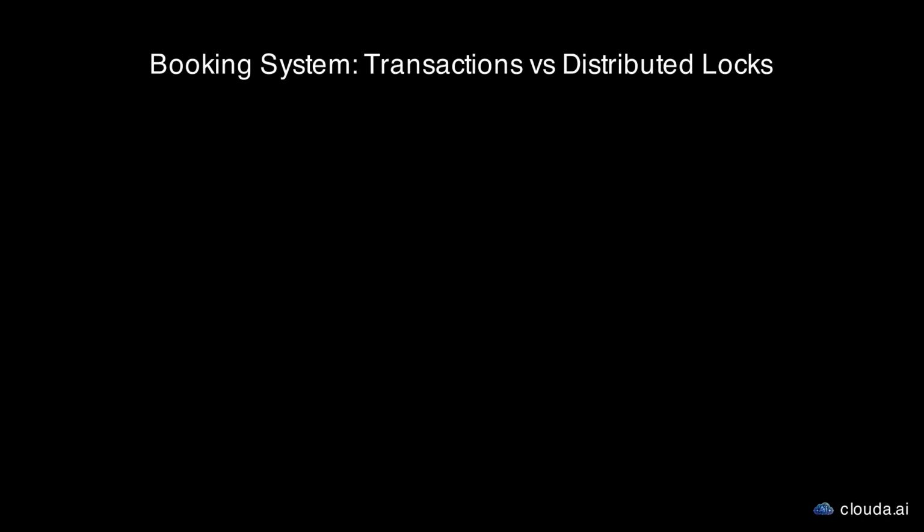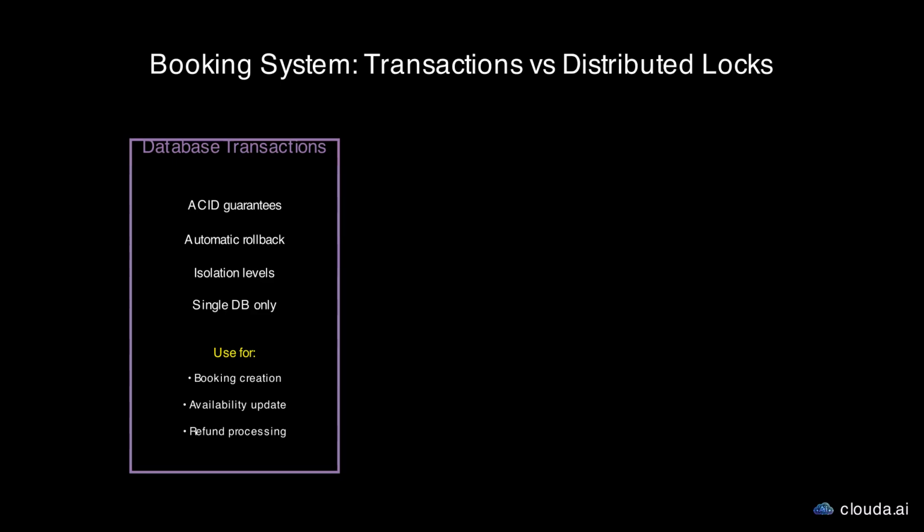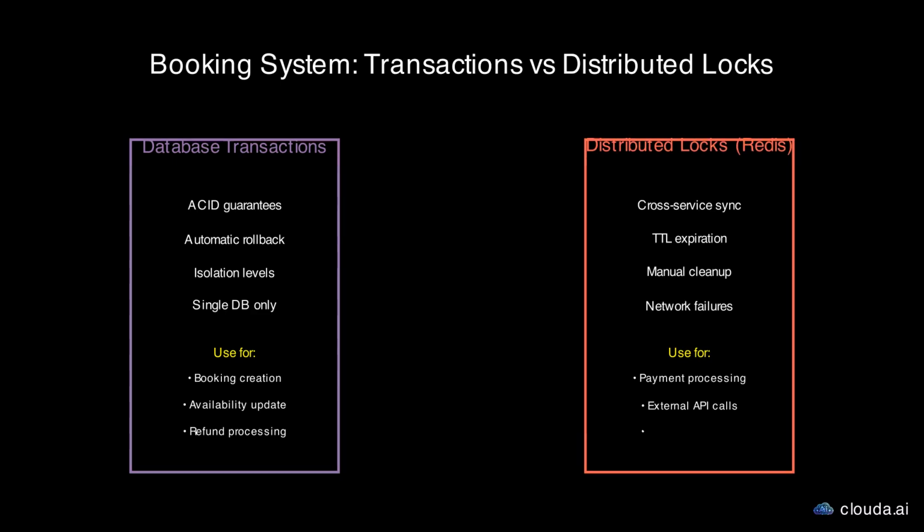The second critical trade-off is between database transactions and distributed locks. Database transactions provide ACID guarantees with automatic rollback and configurable isolation levels. They're perfect for operations within a single database like booking creation and availability updates. However, they don't work across multiple services. Distributed locks using Redis enable cross-service synchronization with TTL expiration for safety. But they require manual cleanup and are vulnerable to network failures.